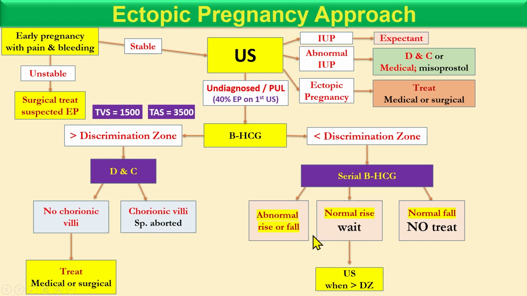If you see there is an abnormal rise or fall in the beta HCG, then you go for the dilatation and curettage. Okay, so this is all about the ectopic pregnancy.